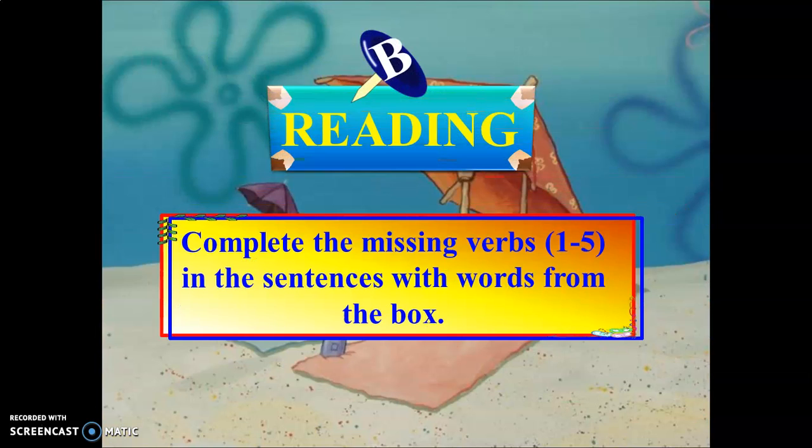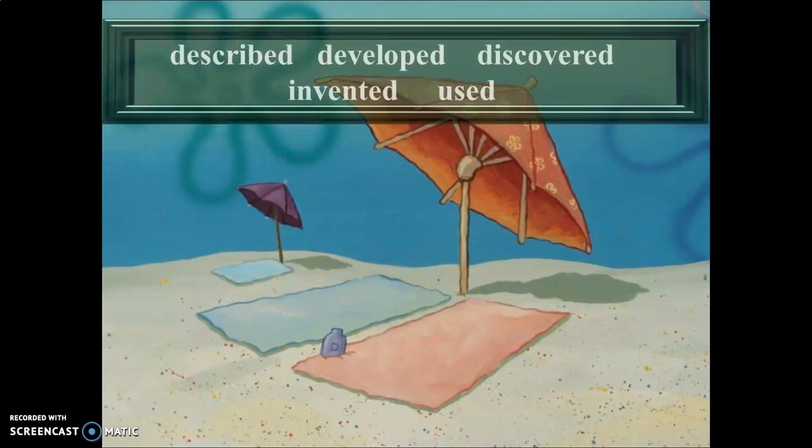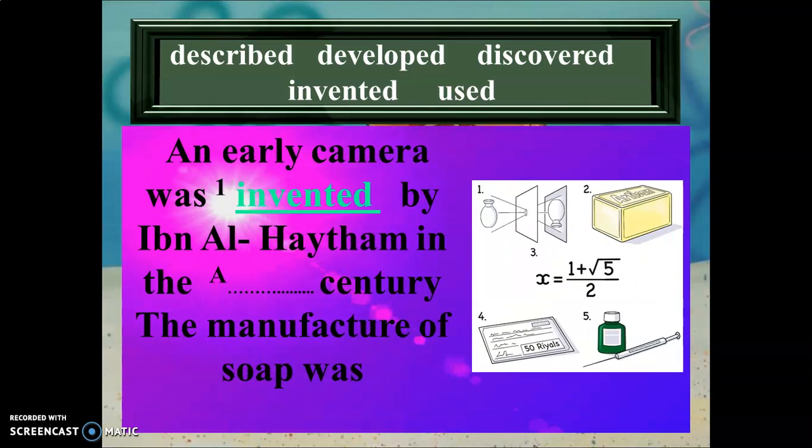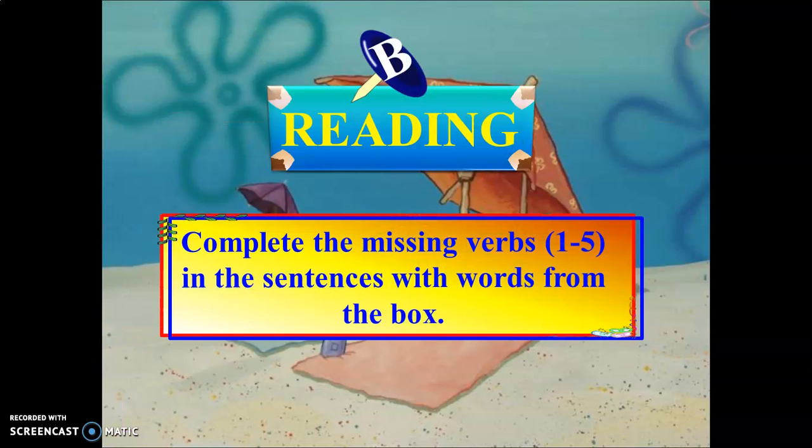Okay, complete now exercise B. Complete the missing verbs 1 to 5 in the sentences with words from the box. Let's see these words: described, developed, discovered, invented, used. Okay, let's listen now.